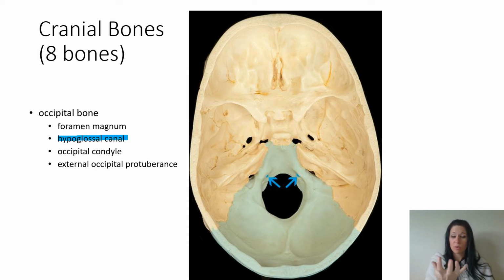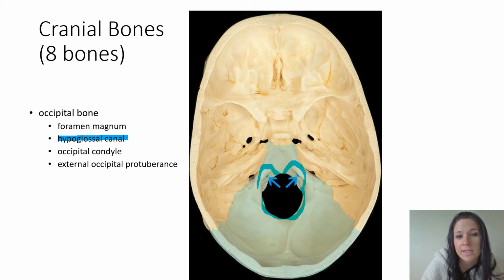Looking again into the skull, you can see foramen magnum, and if you travel around the rim of foramen magnum, we're going to see two little holes. Here's one, and here's another. These are the hypoglossal canals. This is where the hypoglossal nerve, which is cranial nerve 12, is going to pass through.